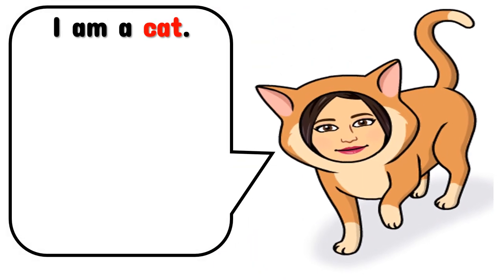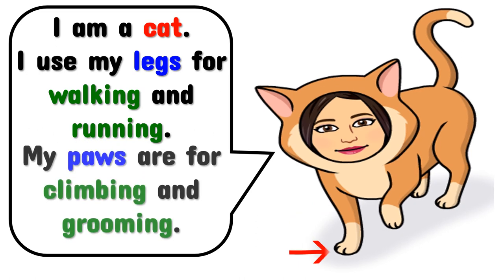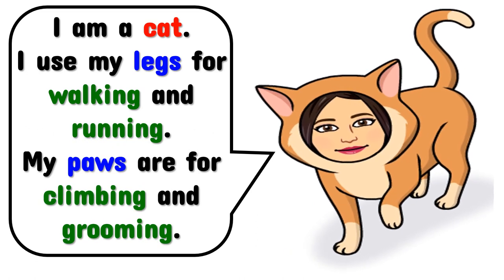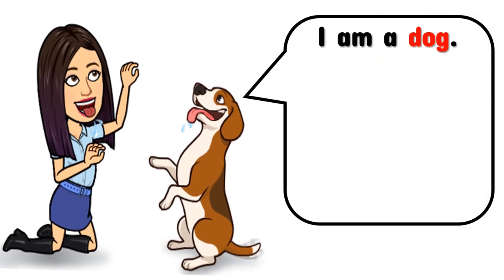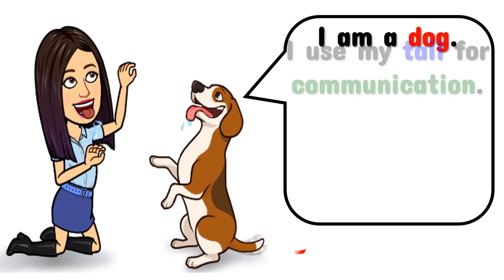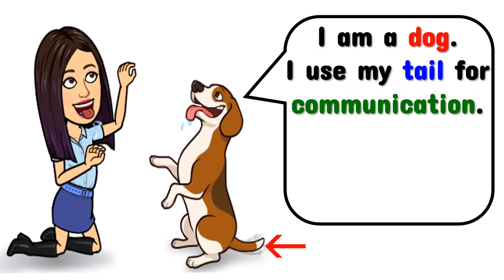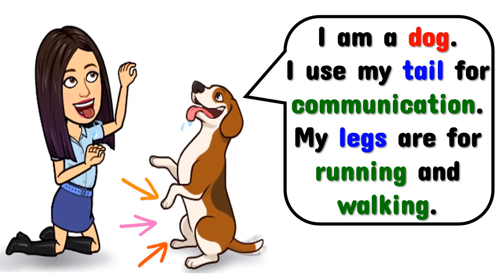I am a cat. I use my legs for walking and running. My paws are for climbing and grooming. I am a dog. I use my tail for communication. My legs are for running and walking.